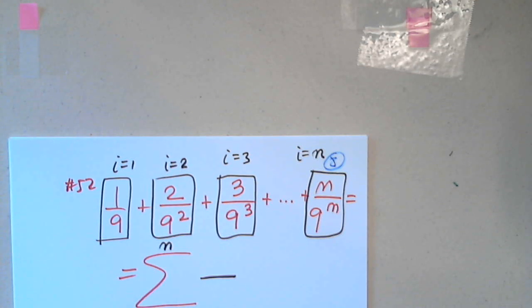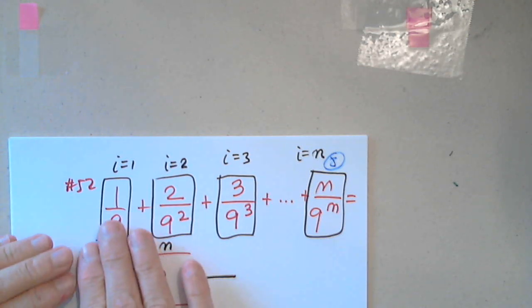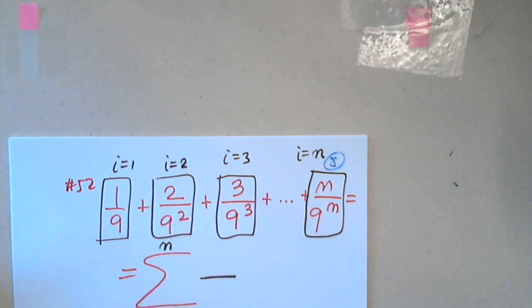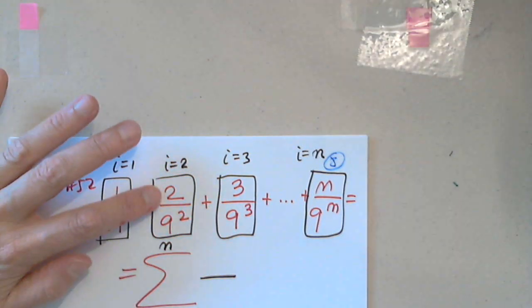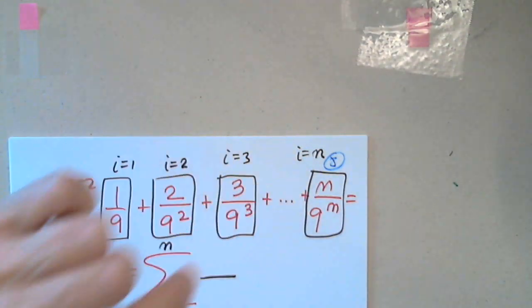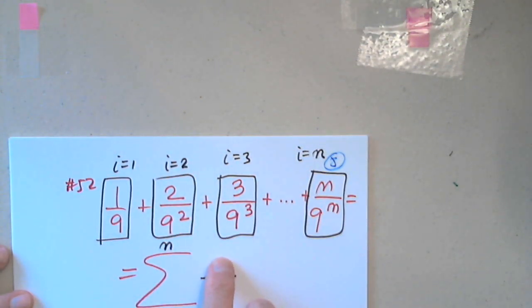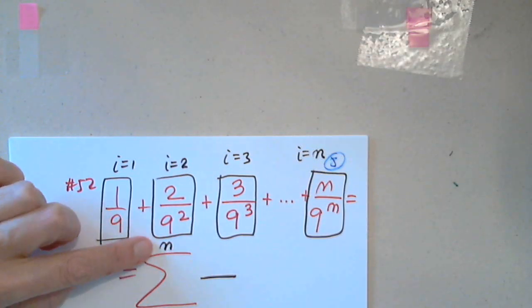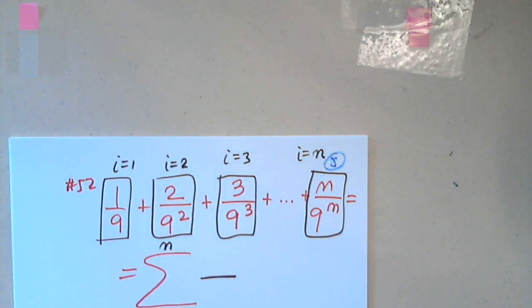So what do you think we have at the top? Forget about the denominator for a moment. Let's concentrate on the top. Since when I is 1, I have 1. When I is 2, I have 2. When I is 3, I have 3. When I is n, I have n. What should I have here? N, I cannot use it. N is the last one. I can use I. Exactly, very good.